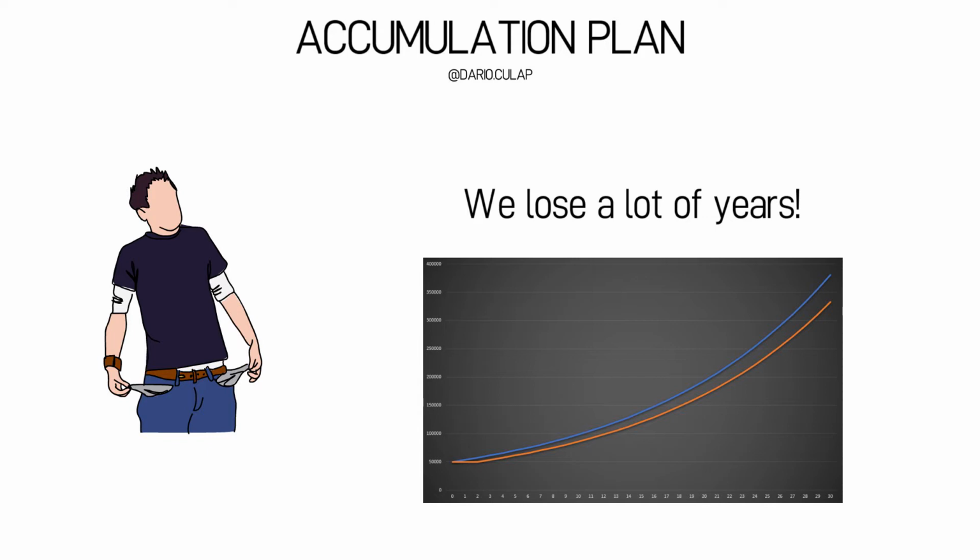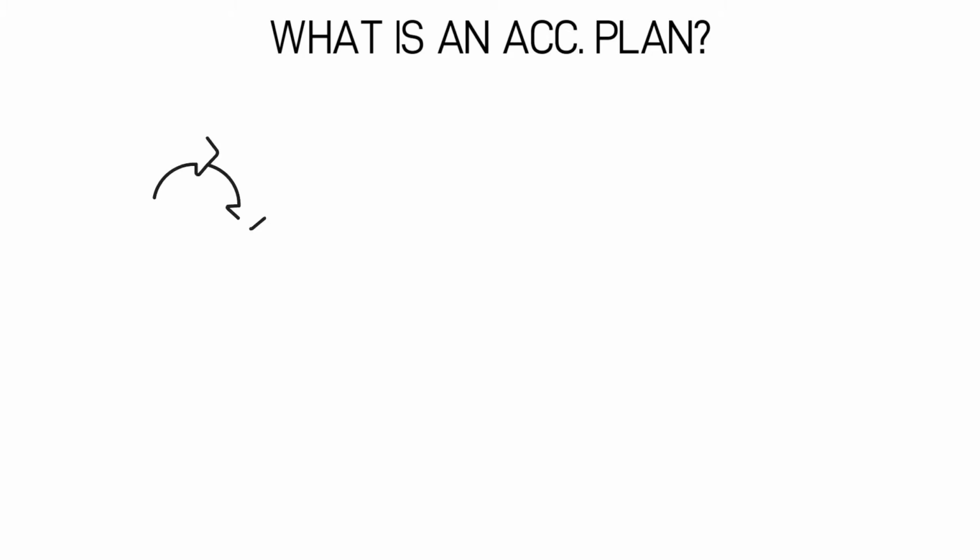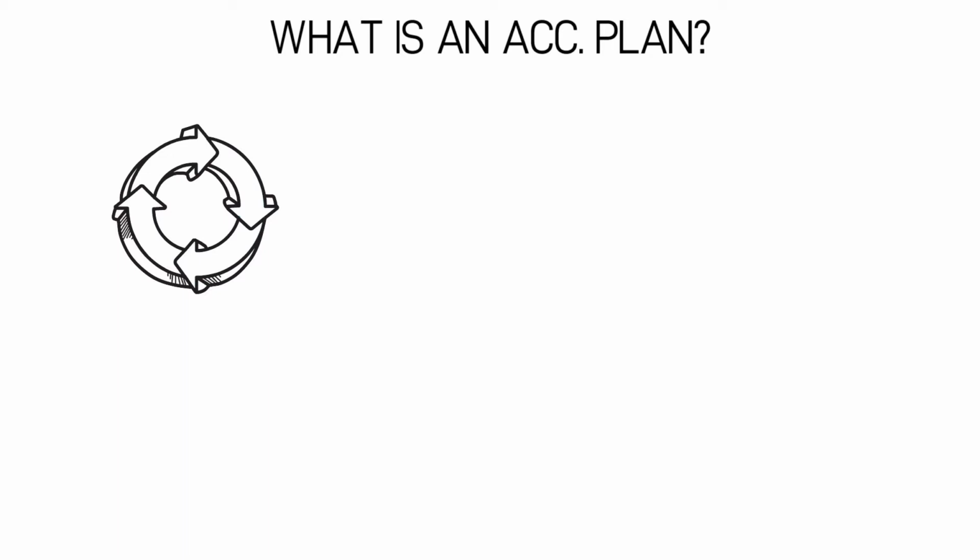Therefore, the rule of thumb is always to start, and to start as soon as possible. But how can I start if I don't have enough money? Well, you start anyway. And we do that with an accumulation plan. An investment is not something stagnant. We cannot invest our money once and then for the rest of our lives never think about it. An investment is a continuous process which has to follow us throughout our entire life. And an accumulation plan does exactly that. So let's start talking about what an accumulation plan is.